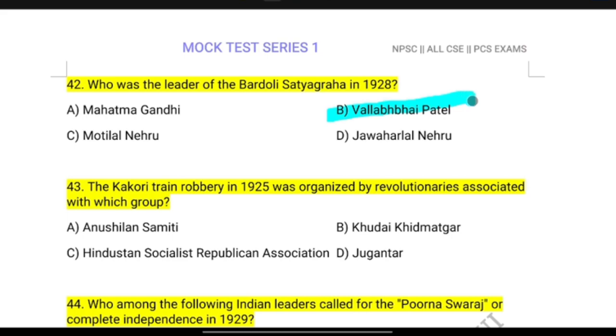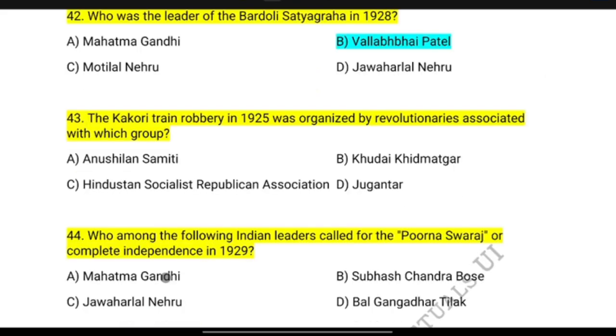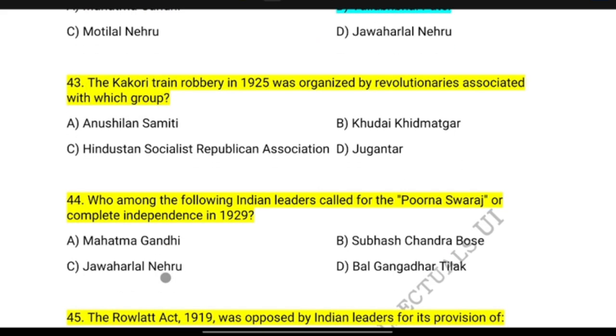Solution. B. Vallabhbhai Patel. Explanation. Vallabhbhai Patel, also known as the Iron Man of India, led the Bardoli Satyagraha, a successful peasants' movement against increased land revenue in Gujarat. 43. The Kakori train robbery in 1925 was organized by revolutionaries associated with which group?